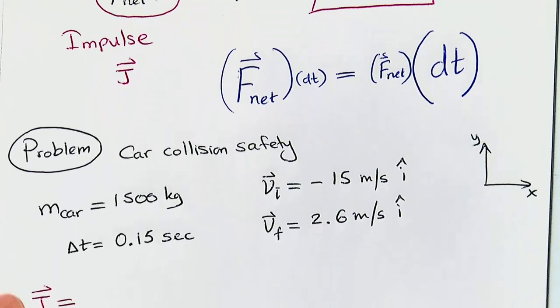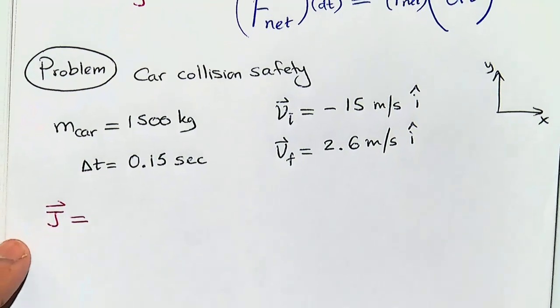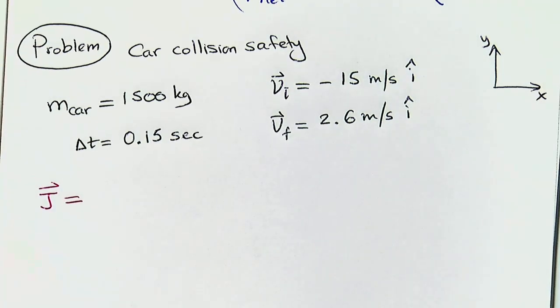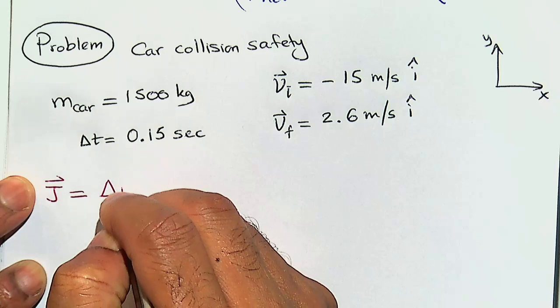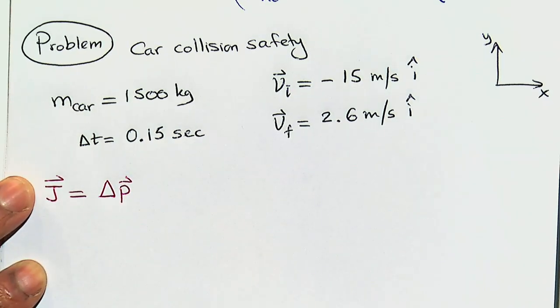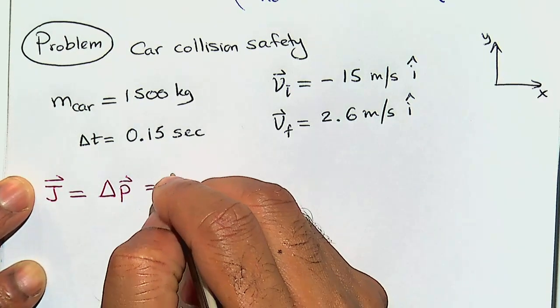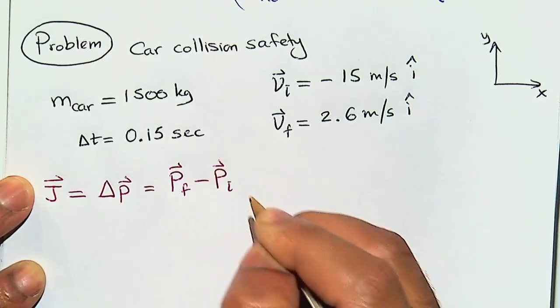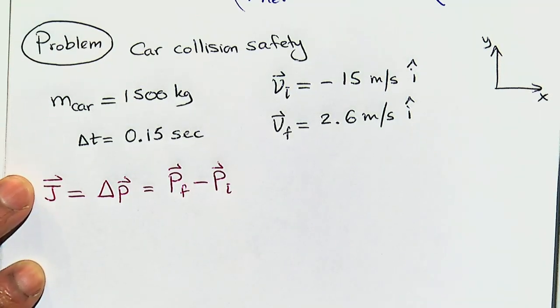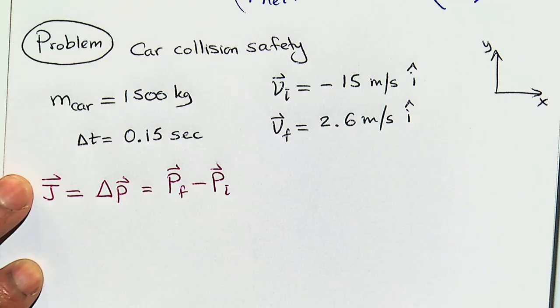I'm going to do it one way, but try both ways if you want to do it the other way. I'm going to do it using a change in momentum, just to give us a little bit of practice with this. A change is final minus initial, so always final minus initial. They're vectors, so be careful.